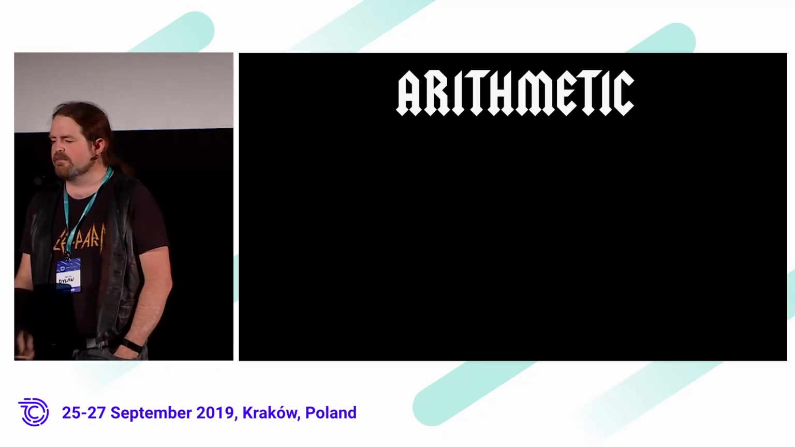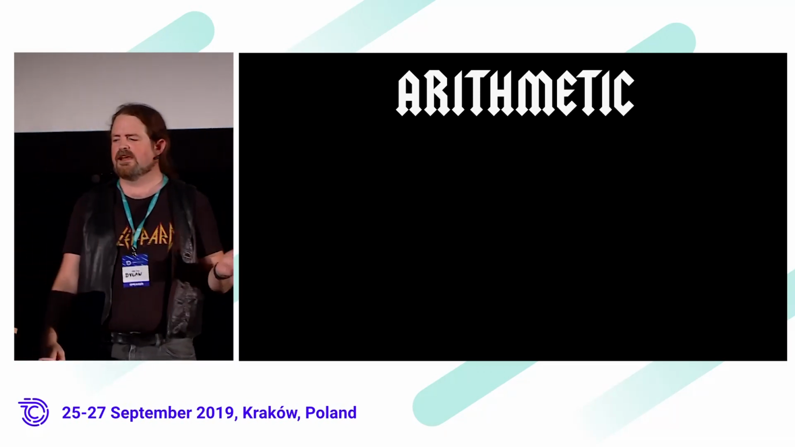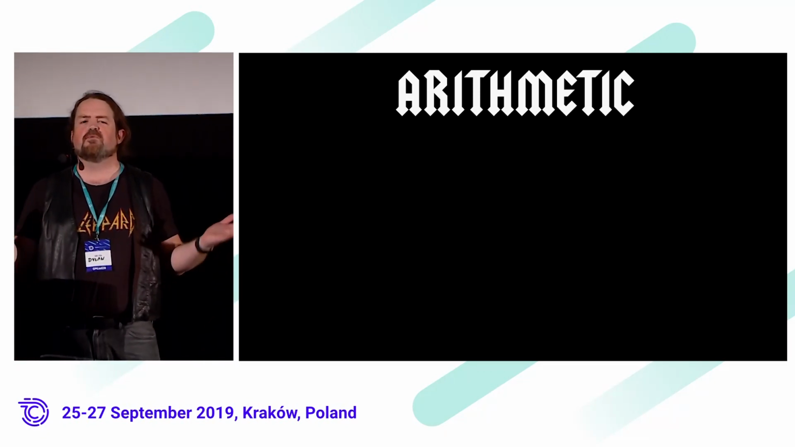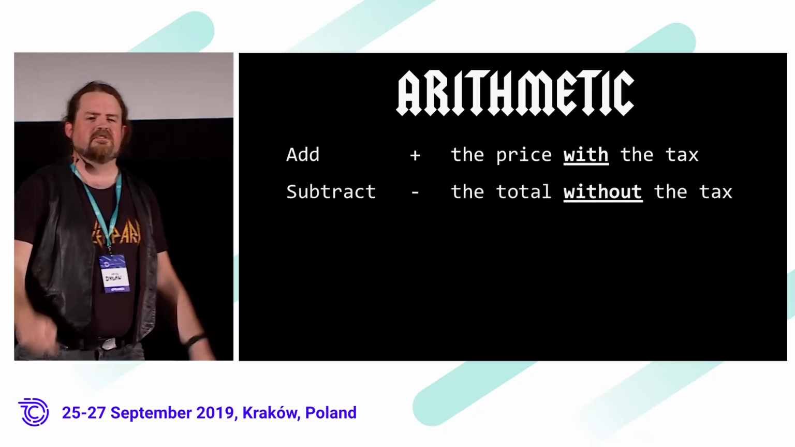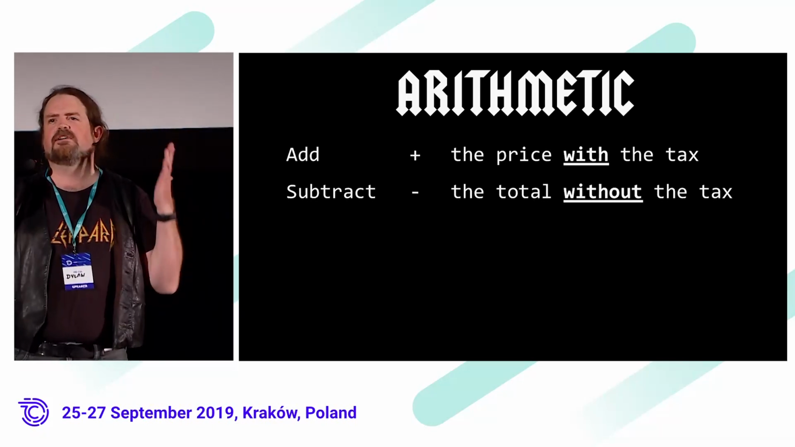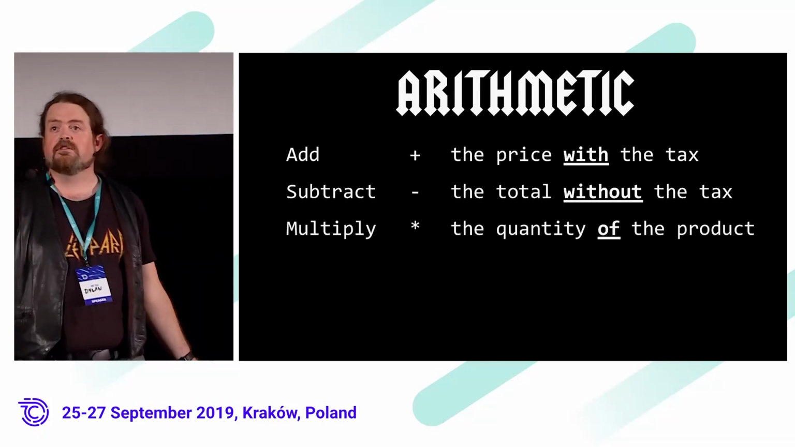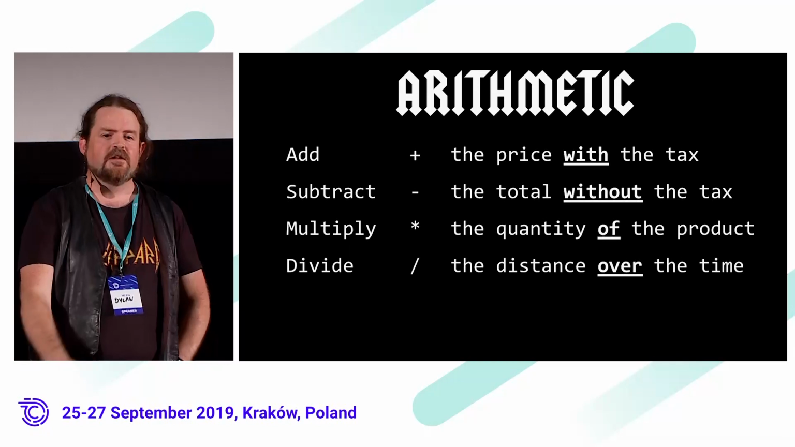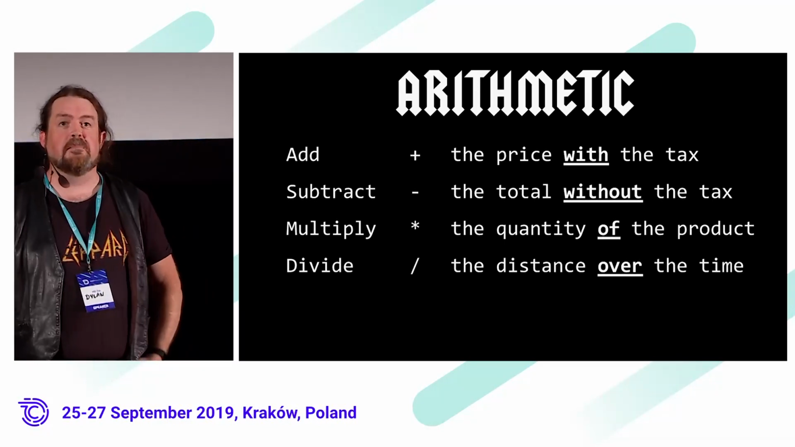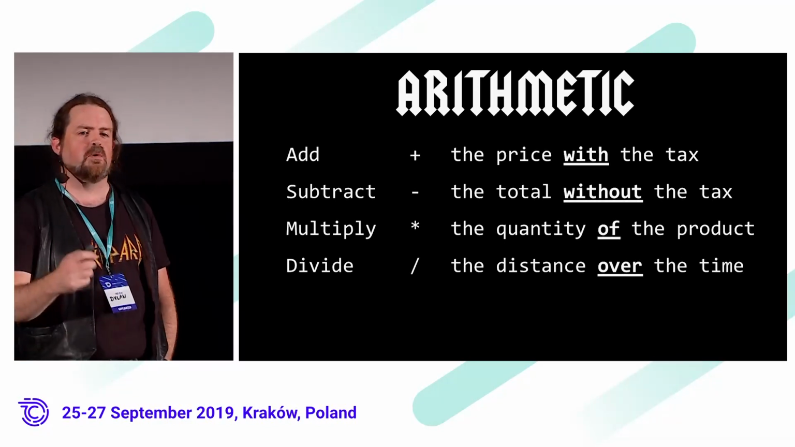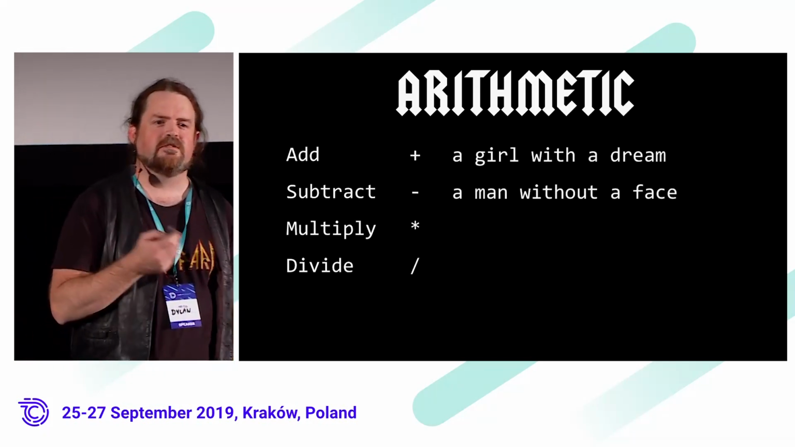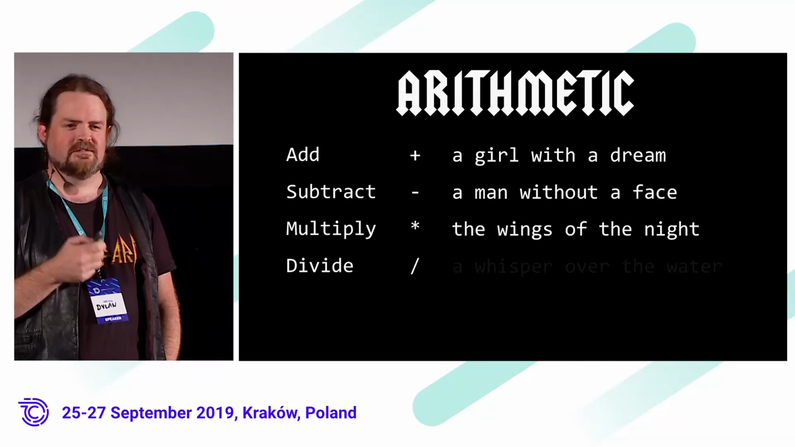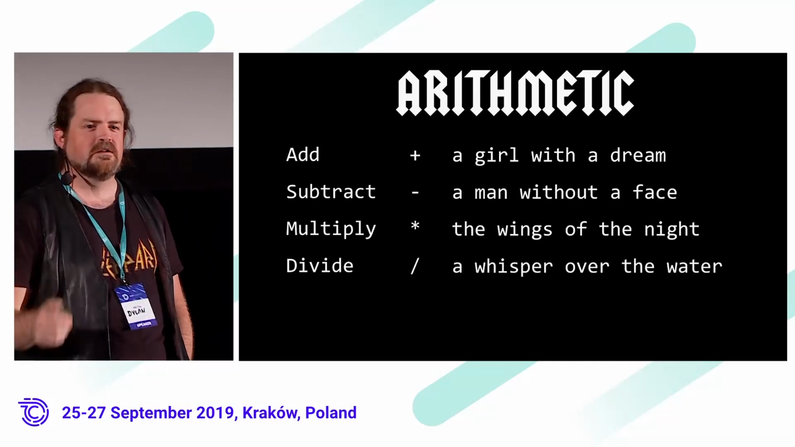We need a way of doing arithmetic. Now, I didn't want plus and minus signs and that kind of stuff, but I figure English, we have ways of talking about this. The price with the tax, that's the summation. You talk about something without something else. The total without the tax, that's a subtraction. The quantity of the product, well, that's multiplication. The distance over the time, that's division. But it means we can write equations like a girl with a dream, a man without a face, the wings of the night, a whisper over the water.